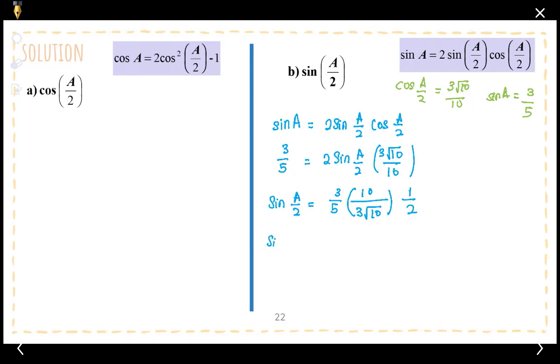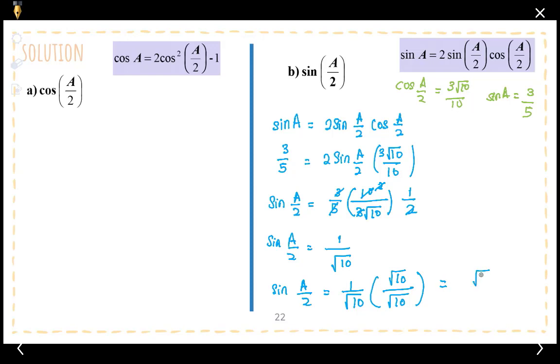Okay, so since we are looking for sin A over 2, we will simplify this. So this is 2. We can cancel the 2, cancel the 3. So we will be left with 1 over square root 10. And we will not leave our denominator as a square root. So we will rationalize the denominator by multiplying the whole thing by square root 10 divided by square root 10. So finally, sin A over 2 is square root 10 divided by 10. Okay, students, so I hope you can follow this example for the half angle formula.